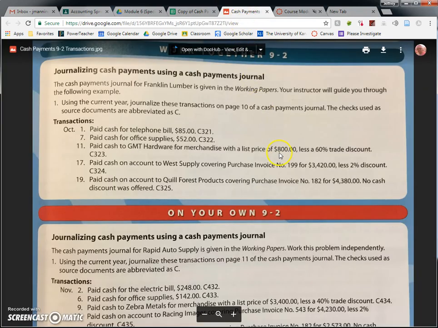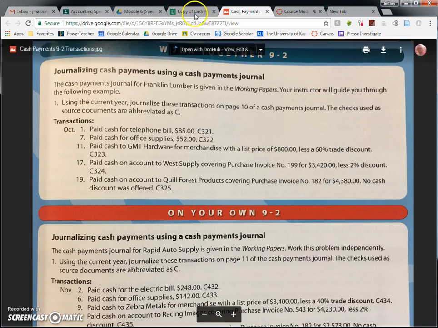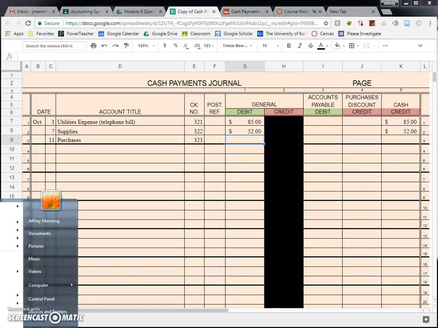It says that this merchandise is worth $800, but we are getting a discount of 60%, a trade discount. So we have a tiny bit of an issue. We cannot record this as being worth $800 and only paying 60% less of that, because then our debits and our credits would not add up. So we actually have to determine how much we are paying for this merchandise first before we can go any further. So I'm going to bring up a quick calculator.